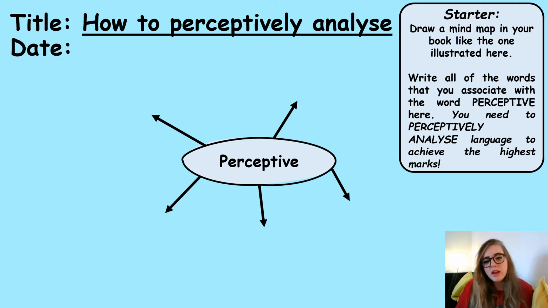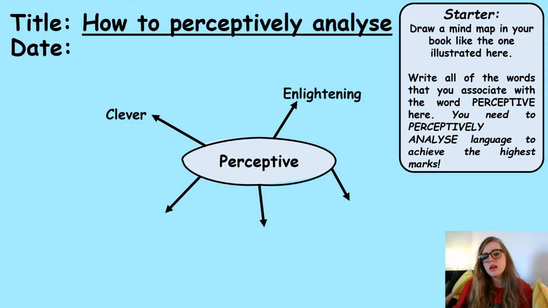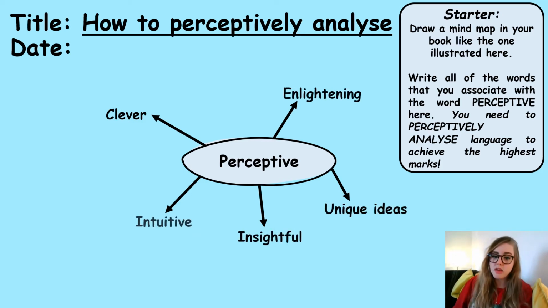Okay, so hopefully you've surrounded it with words that you associate with perceptive. I'll give you some of the words that I associate with it. I associate things like clever, enlightening, unique ideas, insightful, and intuitive. If you don't understand what all those words mean, that's fine. We can always pause the video and go find out the definitions if you want.